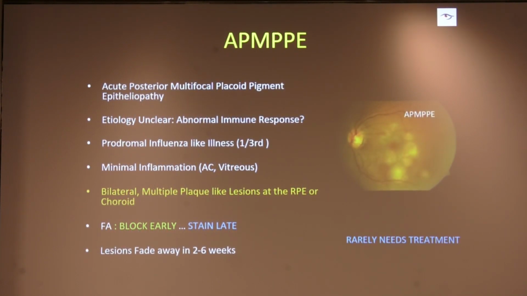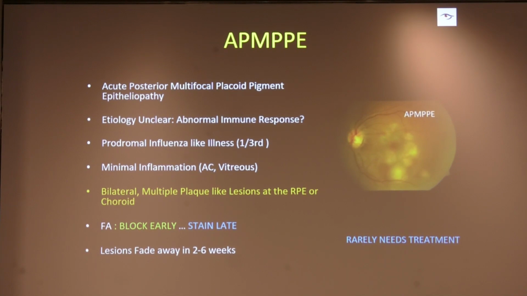So individually, I would not like to spend much time because the placoid ones that I started, they do have a prodrome, although the reasons are unclear, and they are typically bilateral multiple plaque-like lesions at the RPE or the choroid. Usually they have an early block and a late stain on the fluorescein angio, but they usually fade away in 2 to 6 weeks in time.